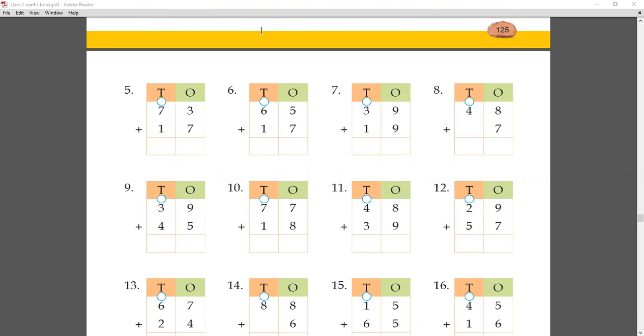Okay. Now next is 3 plus 7. 3 plus 7 is equal to 10. So what do we write here in the ones place? 0. We write 0 here and 1 here. Then 1 plus 7. 1 plus 7 is equal to 8 and 8 plus 1 is equal to 9. So we write 9 here.